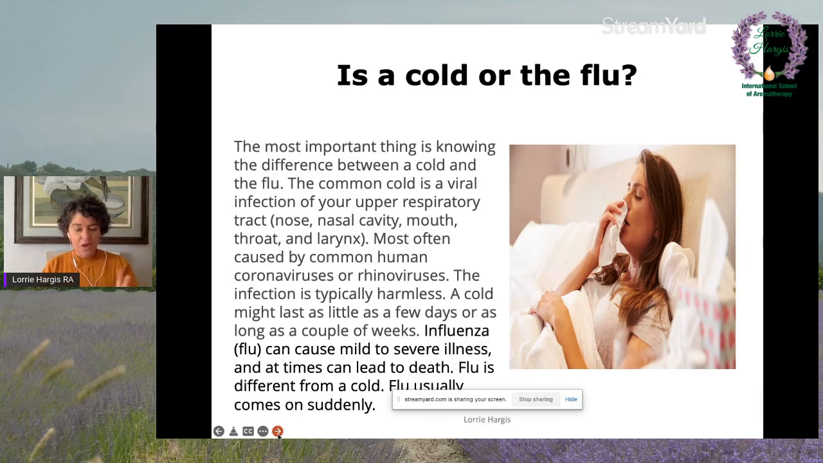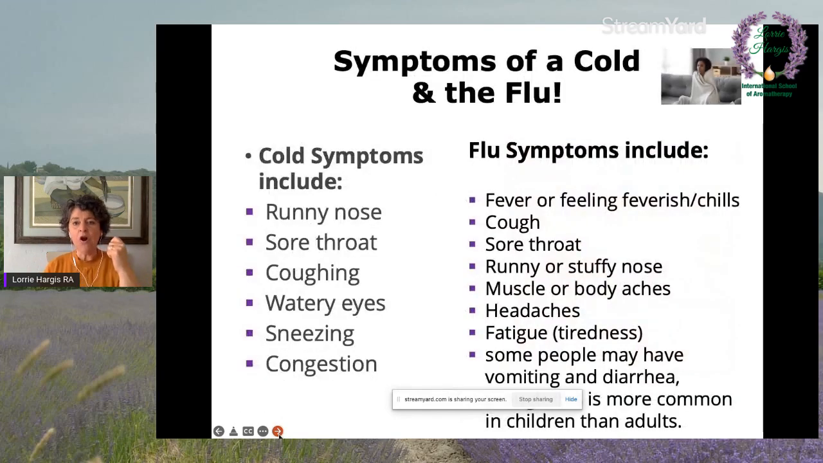Now, we could go into more detail about that. However, we're not going to. We're going to go on now to the next thing. And here are the symptoms of a cold and the flu, so it's clear for you.